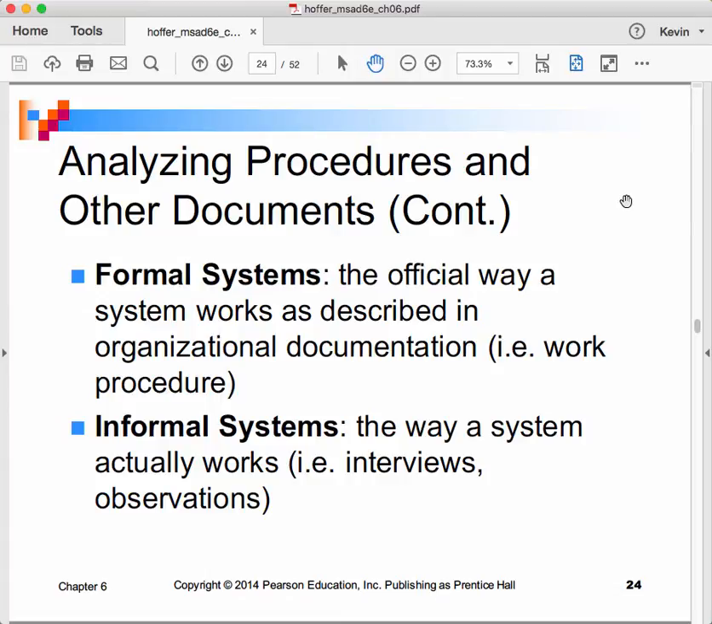Along the way, while we're looking at information that's offered to us, we often would like to distinguish between formal systems and informal systems. So formal systems are the official way a system works as described in the organizational documentation. Informal systems, the way in which a system actually works. Okay. Now, this has, I think, a couple of meanings that are important to you as the budding systems analyst.